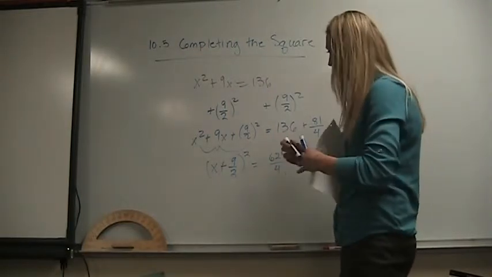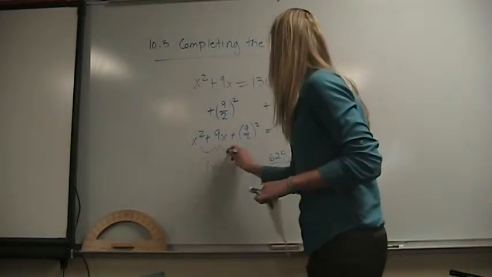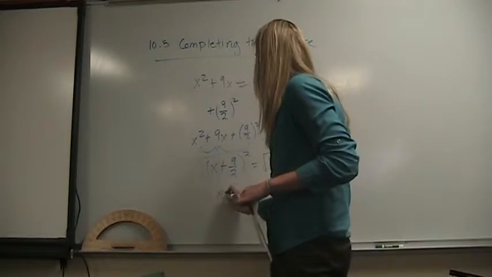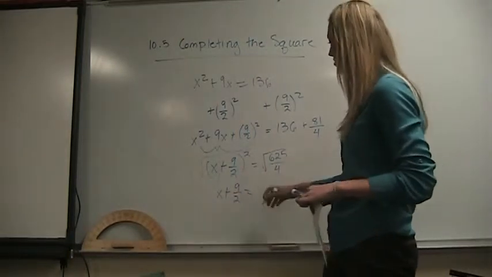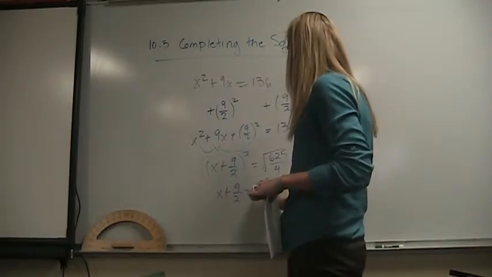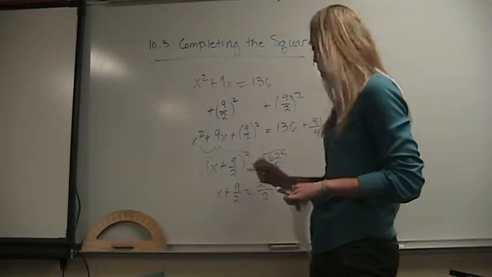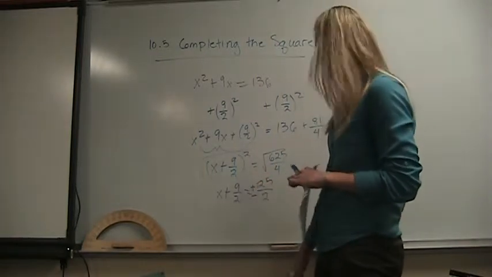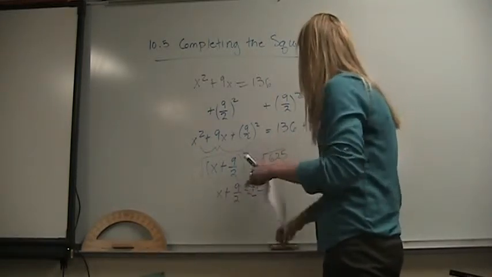Now my whole goal here is to come up with a solution, to solve for x. So I need to get x by itself. The first thing I need to do is take the square root. After I take the square root of both sides, I get rid of my squared over here, so I'm just left with x plus 9/2 equals the square root of 625, which is 25, and the square root of 4, which is 2. Now, I inserted that square root, so that's where we talked about having both a positive and a negative. So this means I'm essentially solving two equations now.